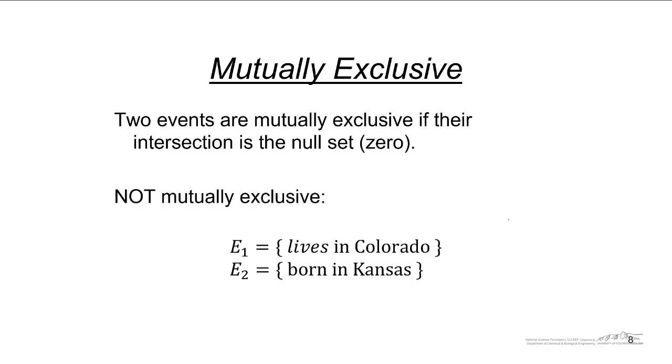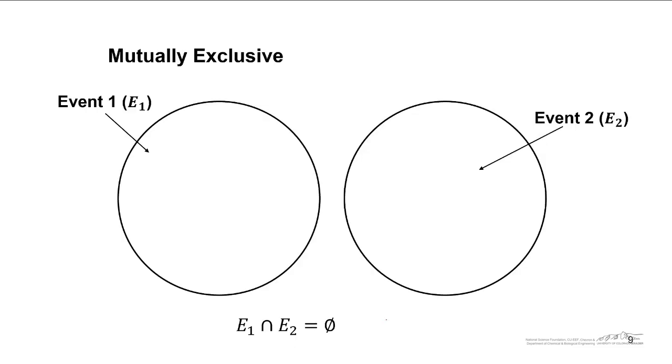Something that would not be mutually exclusive would be if event 1 is lives in Colorado, event 2 is born in Kansas. You certainly can be born in Kansas but live in Colorado. And in this case, the intersection is not the null set or not 0. It actually has the potential to contain actual items. Sometimes we represent mutually exclusive events as just circles that are non-intersecting. So you see they're not overlapping, which means that the intersection is the null set or 0.